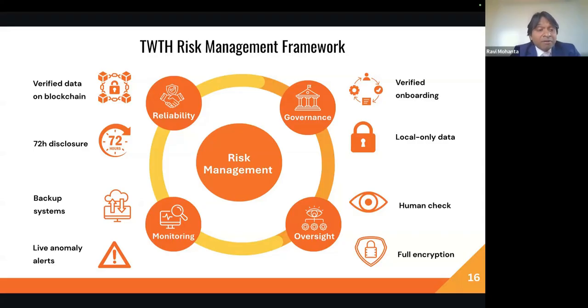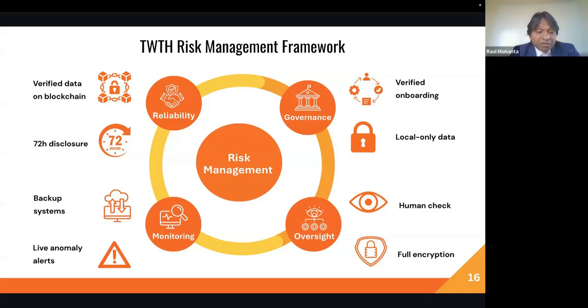Second is governance: verifications of all users and factories before onboarding, clear policies to ensure that data remains within each country and is only shared with proper consent, oversight, encryptions, and continuous monitoring of every transaction on the platform. Human review of AI-generated outputs is done to prevent bias and reduce decision-making errors.